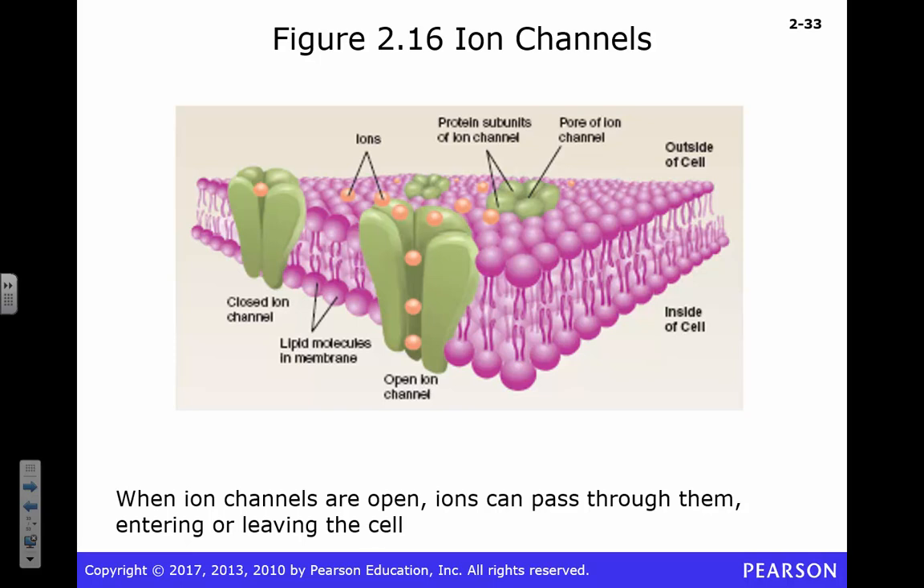So, ion channels. Who remembers the phospholipid bilayer? That's this guy. Things that can get through the phospholipid bilayer are what we call lipid soluble. Things that are lipid soluble are small, possibly. Small gases can get in there.